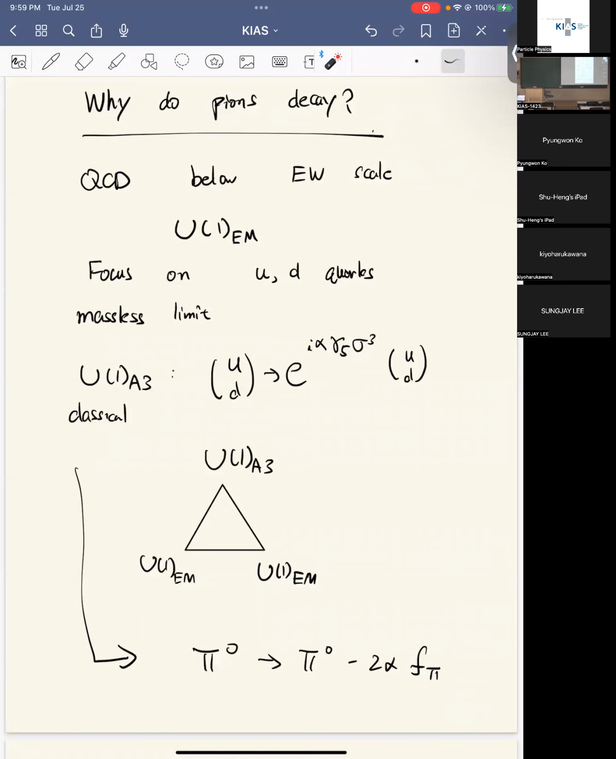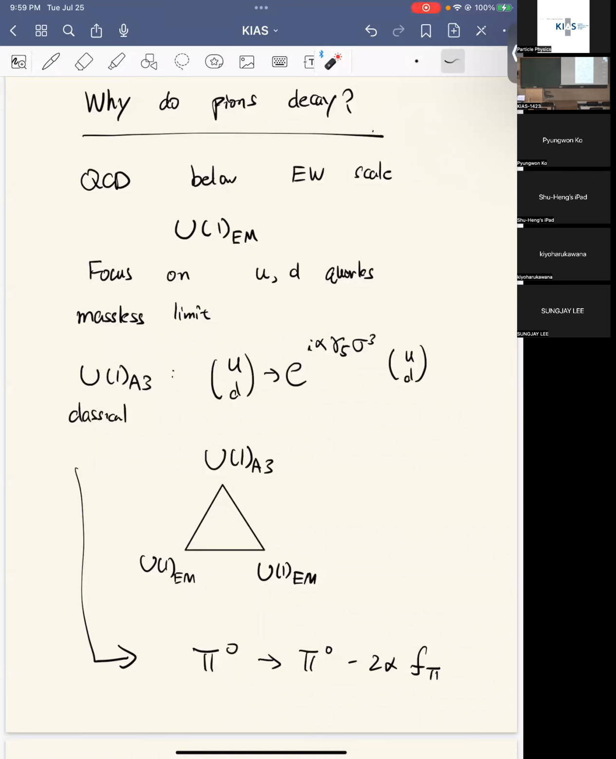I think what you said is perfectly correct. That's indeed how Witten's current algebra paper was written. But with the ABJ paper, they already reproduced the pi0 to 2 photon term without the strange quark.